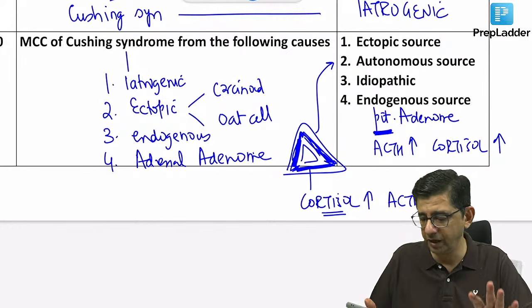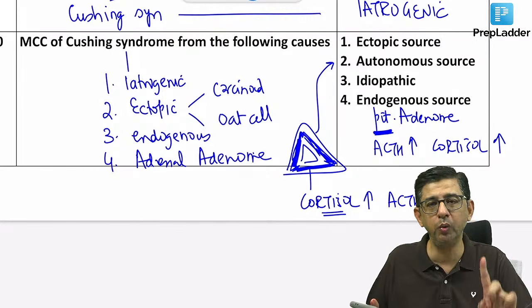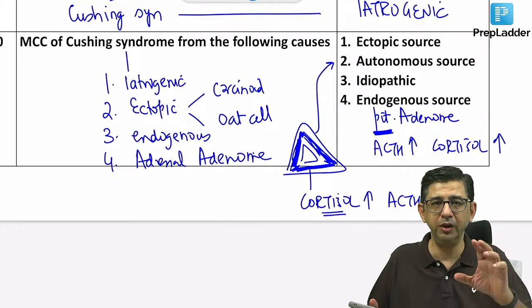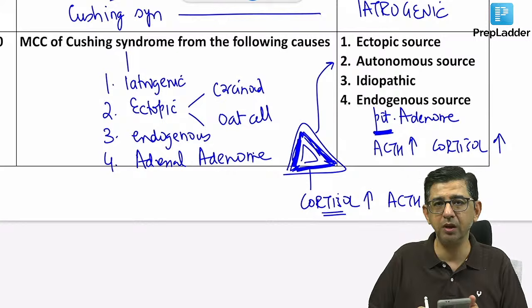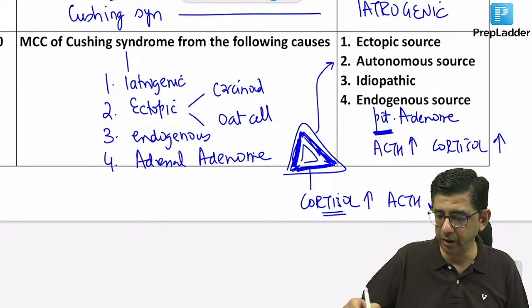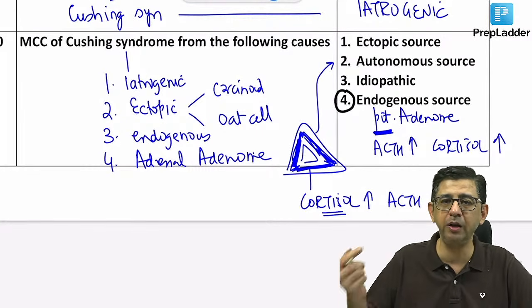I'm not saying they are based on rankings, right? Dr. Hafa, let me clarify. These four causes that I mentioned before are mentioned on the basis of the terminologies that I want you to get used to. But overall, if I say what is the number one cause, it is iatrogenic. After iatrogenic, the next important cause is endogenous. Endogenous means pituitary adenoma, then comes an ectopic source.